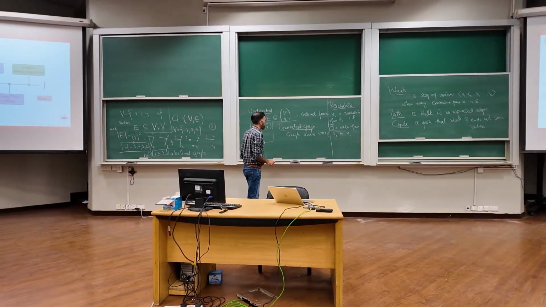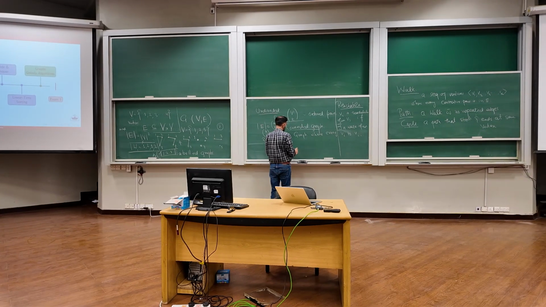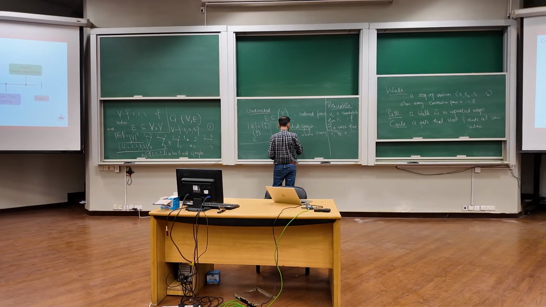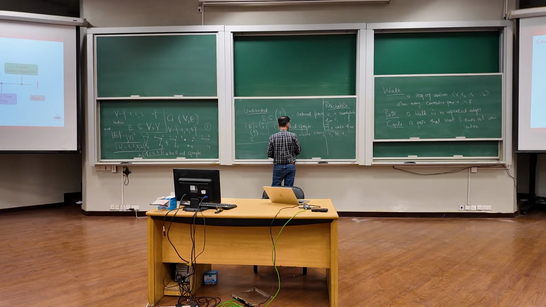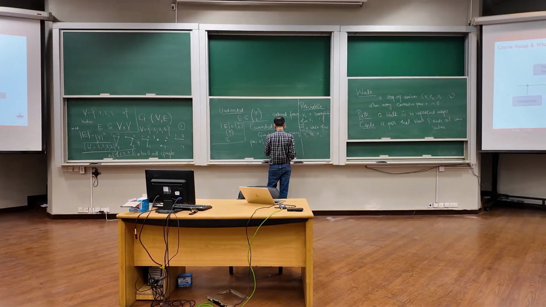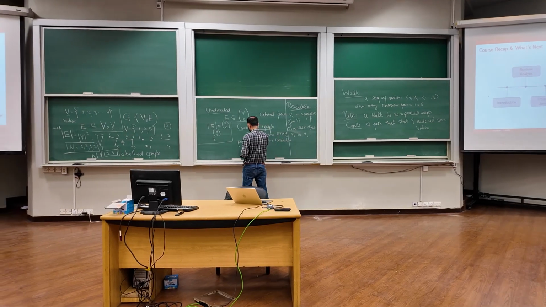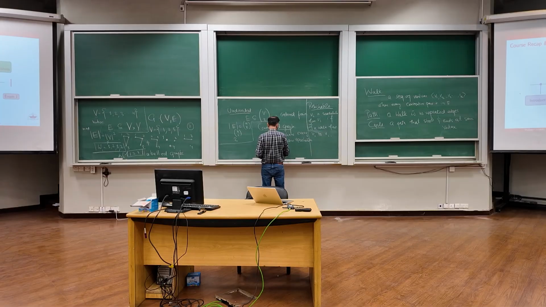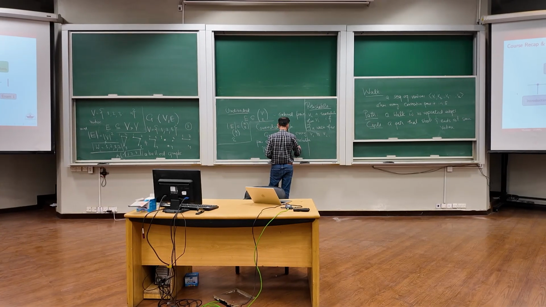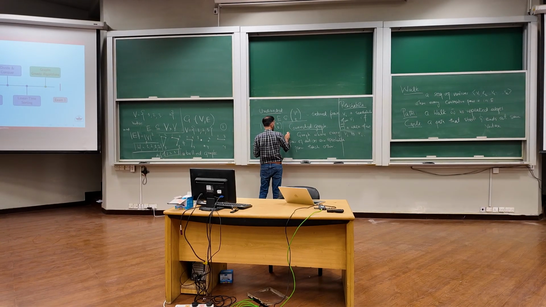A connected graph is a graph where every pair of vertices are reachable from each other. A graph that is not connected is a disconnected graph. So so far I'm talking about undirected graphs.